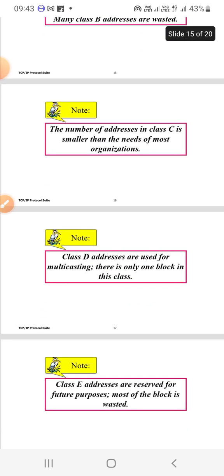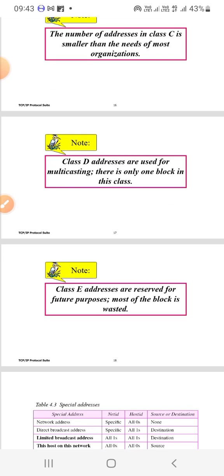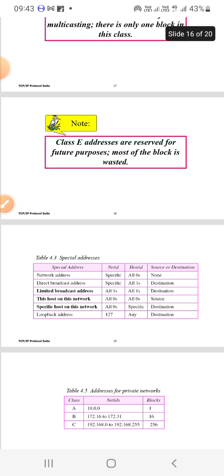Class D addresses are used for multicasting. There is only one block in this class. Class E addresses are reserved for future purposes. Most of the block is wasted.